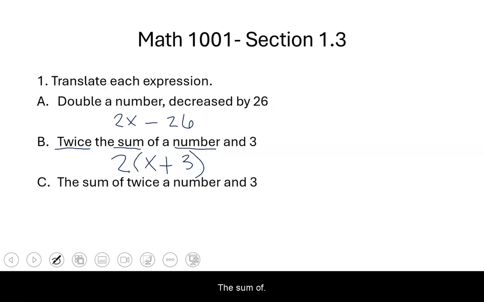The sum of twice a number and 3. So twice a number, and then it's telling us sum, so that means add 3. Twice a number and 3, the sum of.